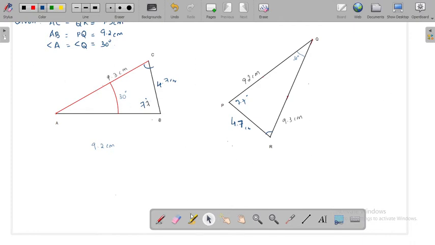So can you tell me the congruence of these two triangles? Can you write it? Can you tell me? So triangle ABC is congruent to?